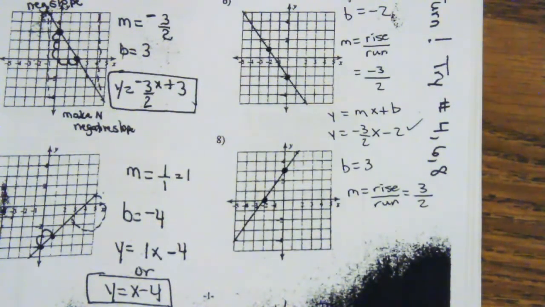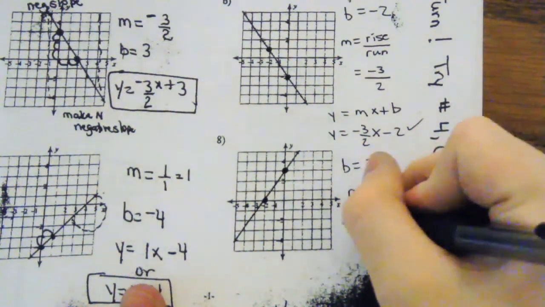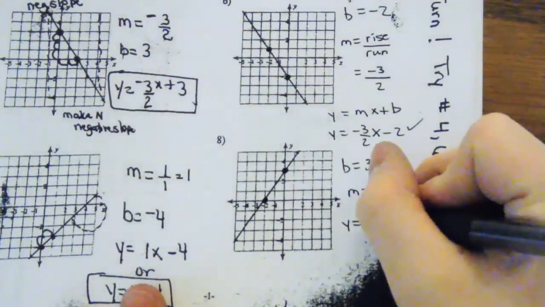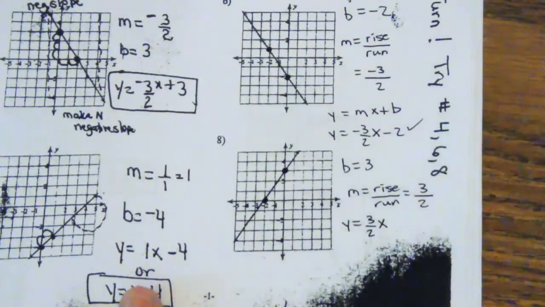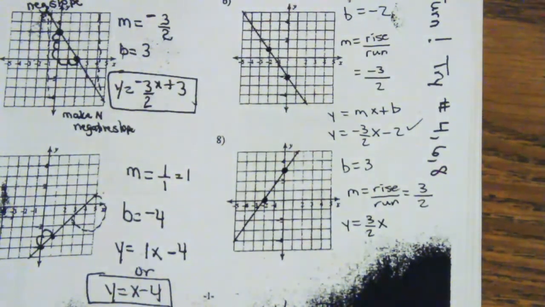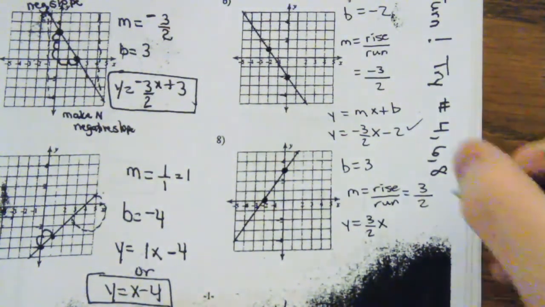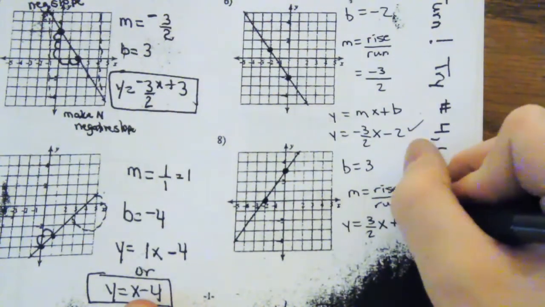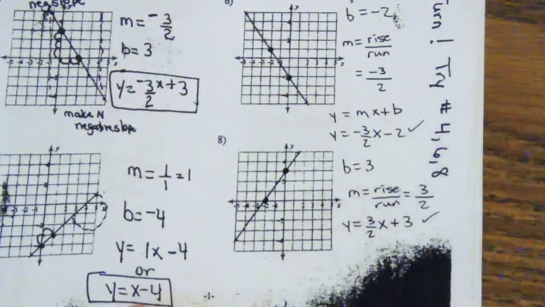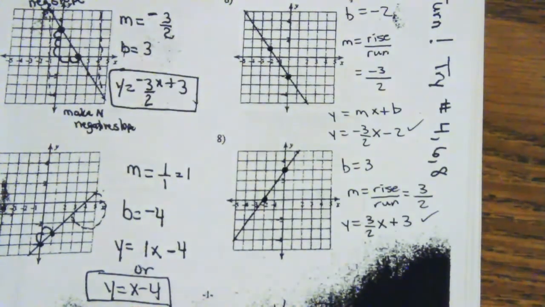Now I'm going to write my slope-intercept form, y equals mx plus b. My m is going to be 3/2. That's my slope. I'm going to multiply that by x, and then I'm going to add b at the end, which is +3. So I get y equals 3/2 x plus 3.